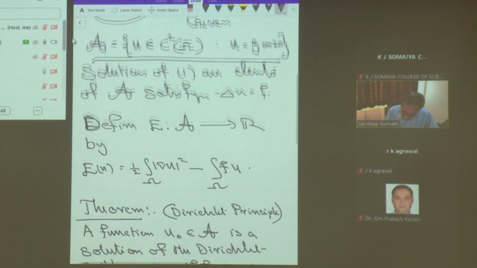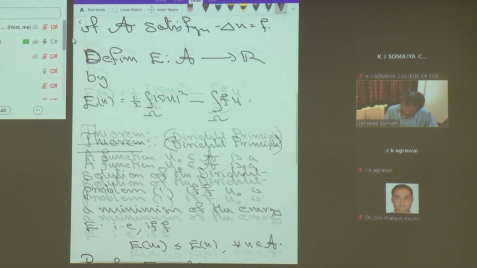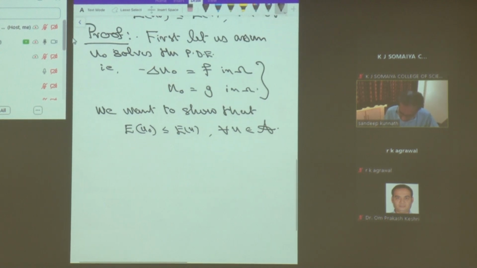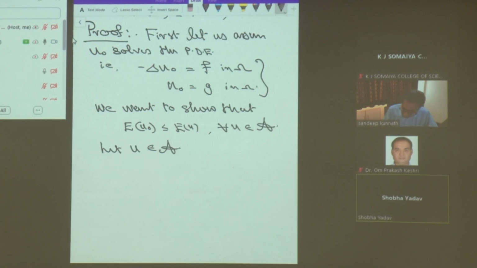What was that? Yeah, so say all u in C2 such that u is equal to g on the boundary. That is the definition of script A. Okay? So this is what we wanted to prove, and it is given that u naught satisfies this differential equation. Okay, so let me take an arbitrary u. So let u be an element of script A.